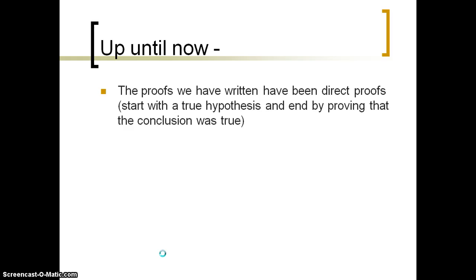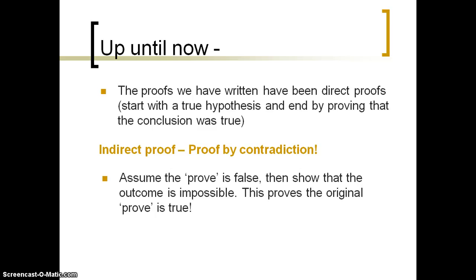So up until now, the proofs we have written have been direct proofs. That means we start with a true hypothesis and end by proving the conclusion is true. In an indirect proof, we're going to prove by contradiction. That means we are going to assume that the proof statement is false, then show that that outcome is impossible. This proves the original proof statement is true. So whenever we're given a proof statement, we're going to assume that that's false, and then our proof's not going to work out, so then we're going to say, okay, well, then the original one had to be true.